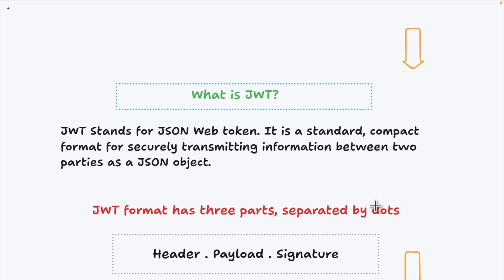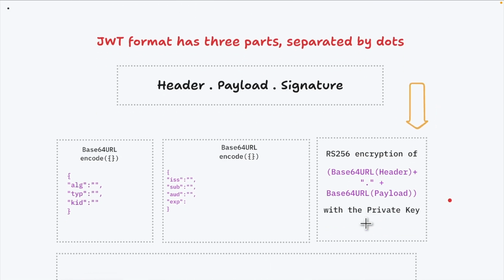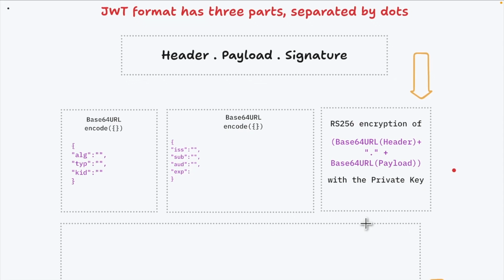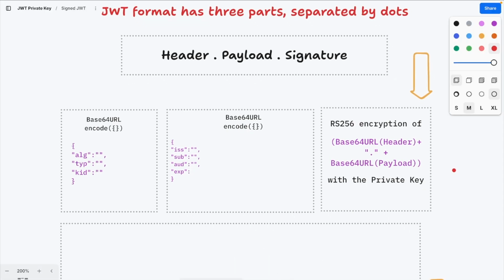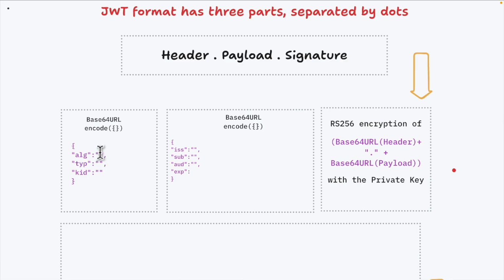JWT has three parts: header, payload and signature, separated by dots. Let's go through each and every part in detail. The first part is the header. Think of it as metadata. It tells Okta what kind of token this is and how it was signed. This is our header object, and the first parameter is the algorithm. The algorithm that we are using for signing here is RS256.